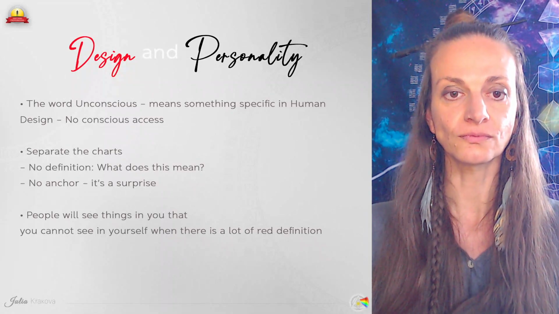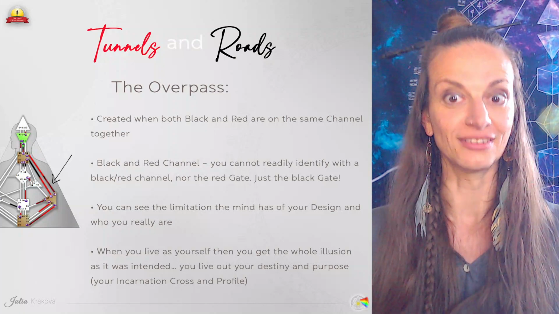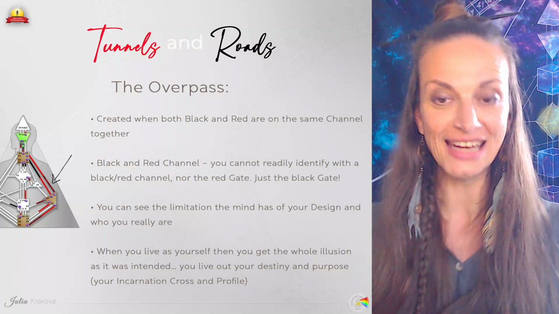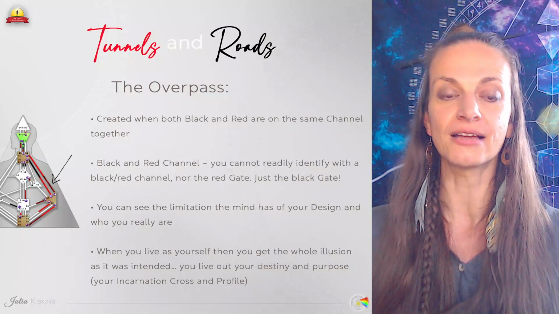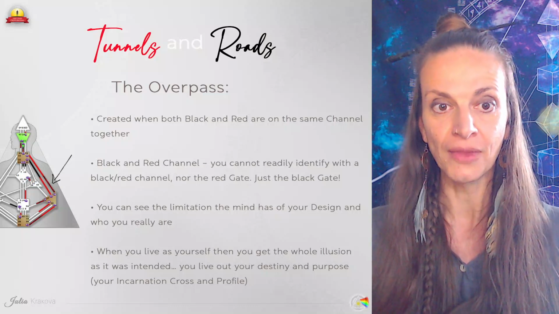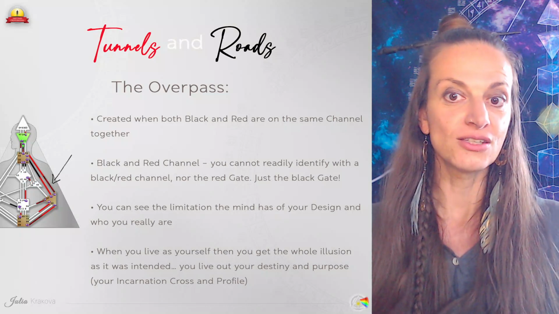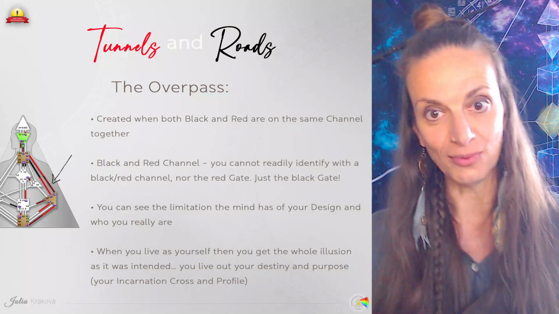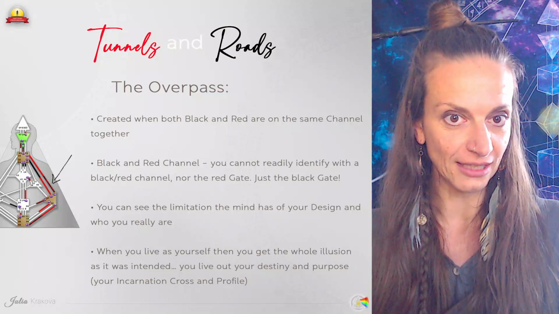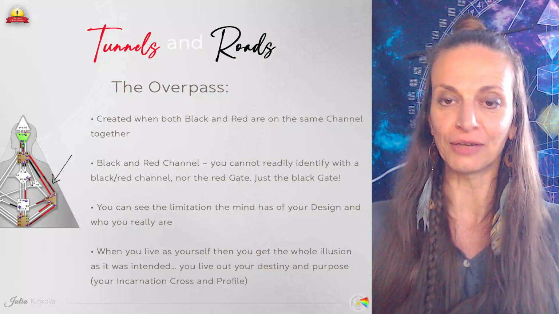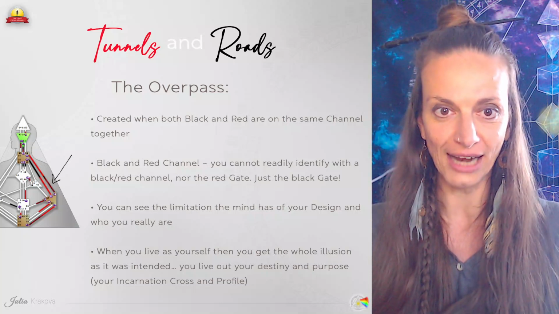Now, there is a situation that is called the overpass. And it's important that you know this definition. So overpass, as I'm showing you here on this example, is when the channel is also red and also black. It can be fully red and black, or one gate can be red and black. So it will be a partial overpass, or a full overpass if it's a full channel.